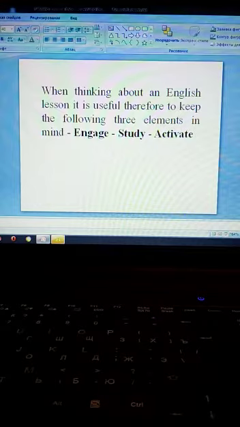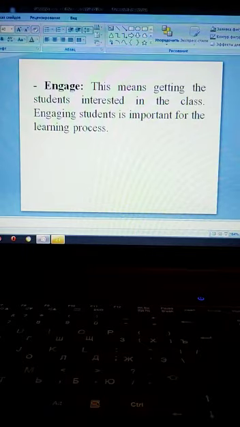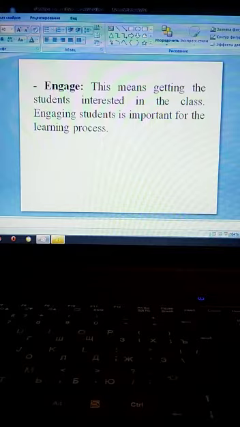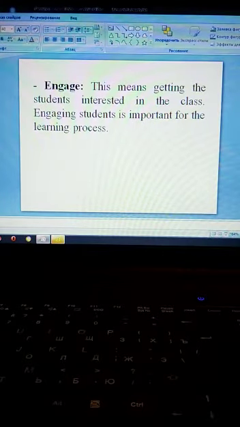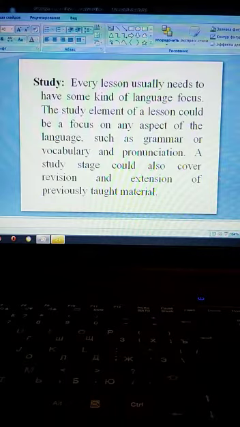Engage. This means getting the students interested in the class. Engaging students is important for the learning process. Study. Every lesson usually needs to have some kind of language focus. The study element of a lesson could be a focus on any aspect of the language, such as grammar or vocabulary and pronunciation. A study stage could also cover revision and extension of previously taught material.